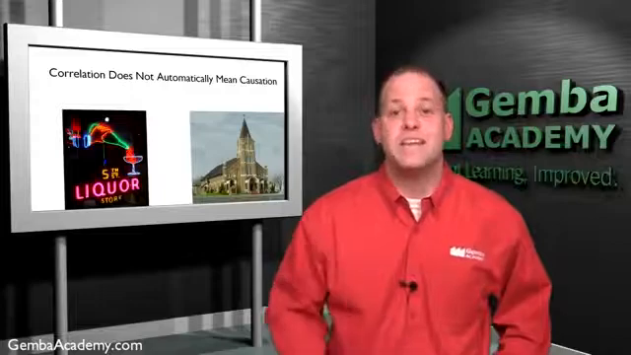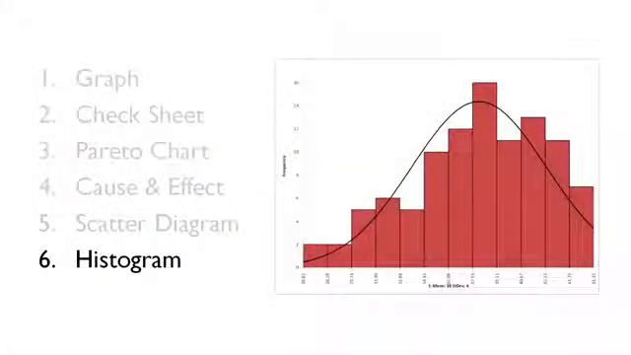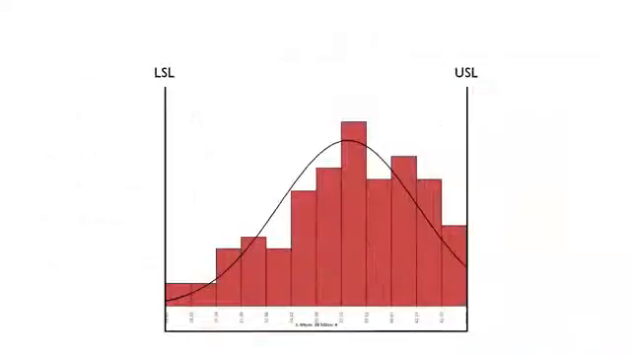Next, we come to the histogram, which is a graphical display of numerical data in the form of upright bars. With histograms, we're able to learn many things, including how much variation or spread a data set contains. Now, when we add in customer specification limits, which we'll learn more about later in the course, we're able to calculate something called CP and CPK, which basically tells us how well our process meets customer requirements.